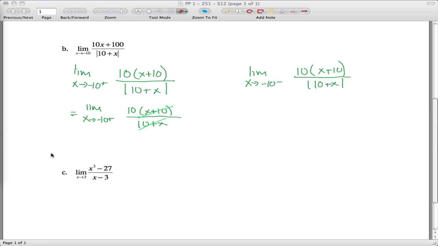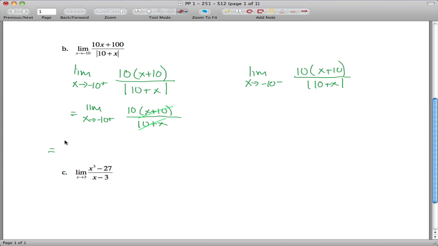And what we're left with is the limit as x approaches negative 10 from the positive side of the number 10. And the limit as x approaches anything of a constant is just that constant, 10. There's no x's in here, so this will always be 10. But over here, we'll see that things are a little bit different.